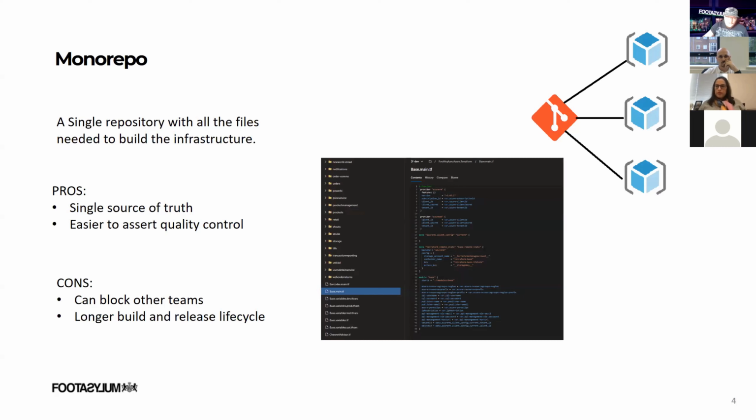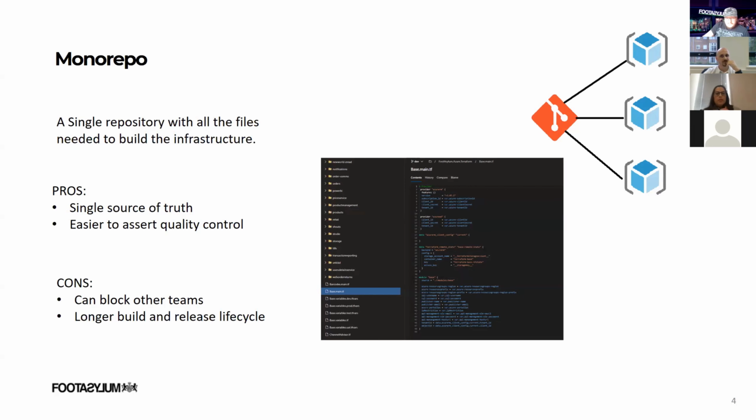The pros of a Monorepo are that you've got a single source of truth and that it's easier to assert quality control. As people are adding to the infrastructure and to the estate, there is a single source of truth that they can go and find ideas, or they can go and learn from the way that other people have done it. And that helps to align the strategy and the things that we have agreed upon.